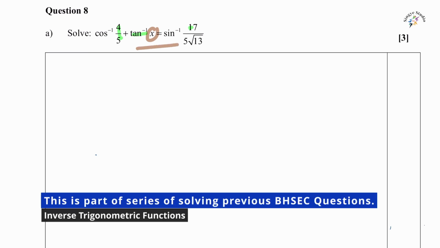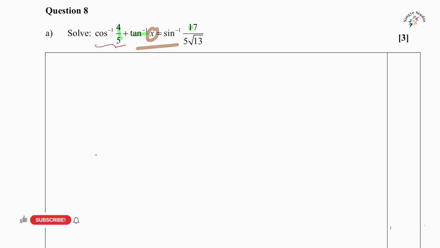For this, at first I tried converting the tangent and the cosine into sine and then equating, but it gives the answer, but it is quite complex. We have to deal with lots of radicals. Therefore, the best way I found is to convert all these things into the tangent inverse of something. Then our work will be much easier.